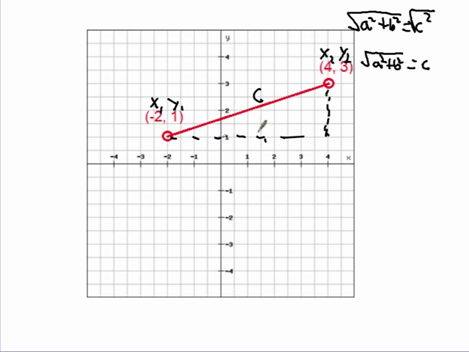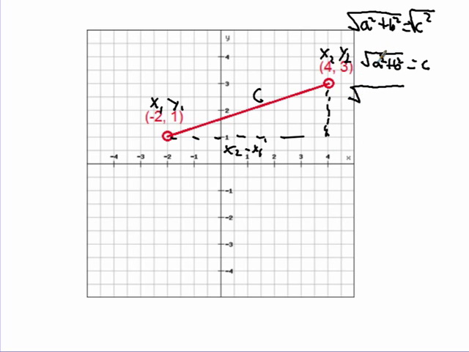So to figure out how long this is, well, it's just 4 minus negative 2, which is 6. I can kind of count that. 1, 2, 3, 4, 5. Oh, sorry, these are halves. 1, 2, 3, 4, 5, 6. All right, so instead of writing a squared, I can call this x2 minus x1. That tells me how long this side is.